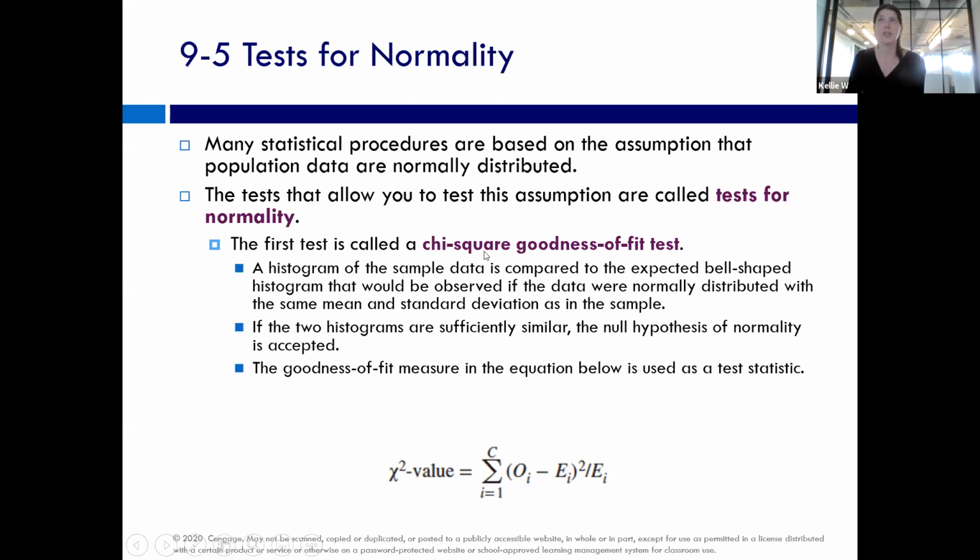For the chi-square goodness of fit test, if we took a histogram of our sample data and we compared it to the expected bell-shaped histogram that we get if our data was normally distributed, with the same mean and same standard deviation, we would expect them to look very similar. So if they were sufficiently similar, then we would accept the null hypothesis of normality.